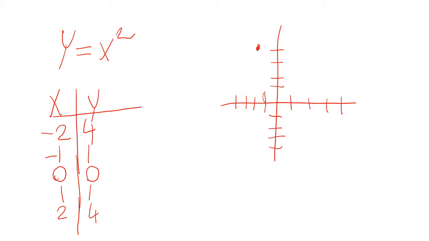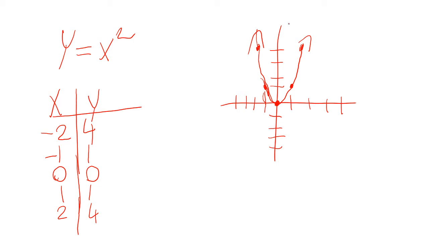Plug that in. X is -1, y is 1. So that'll be right here. And then we are at the origin, 0, 0. And now, when x is 1, y is 1. And now when x is 2, we go over here, y is 4. Now if we connect these, you'll notice we get a parabola. This is what most graphs of quadratic equations will look like.